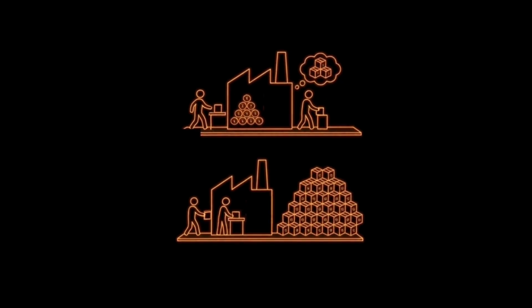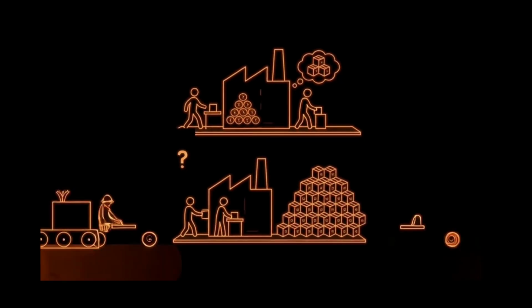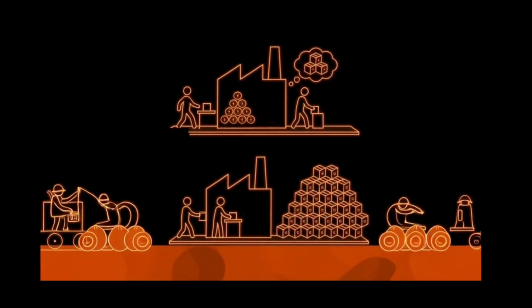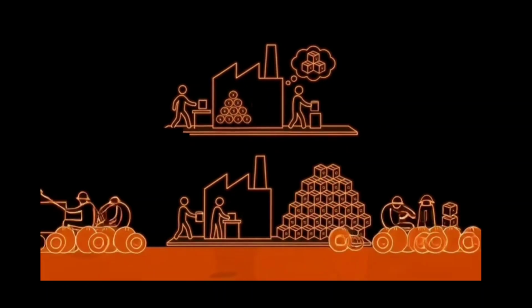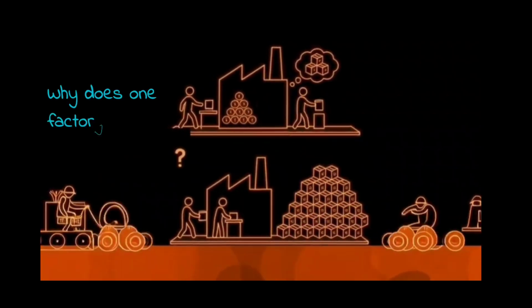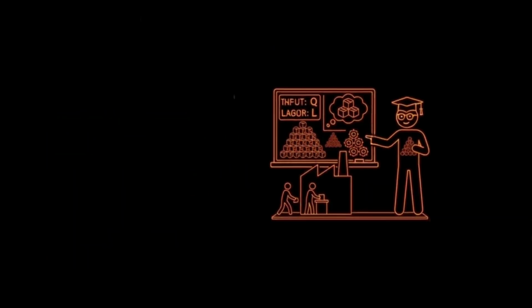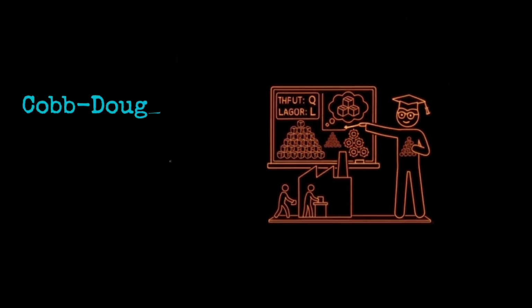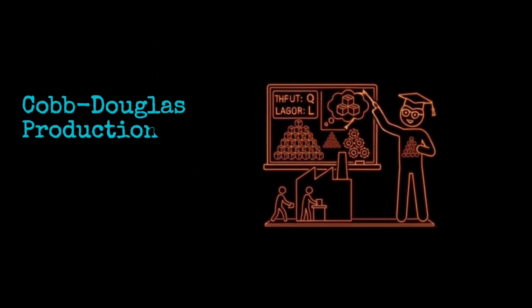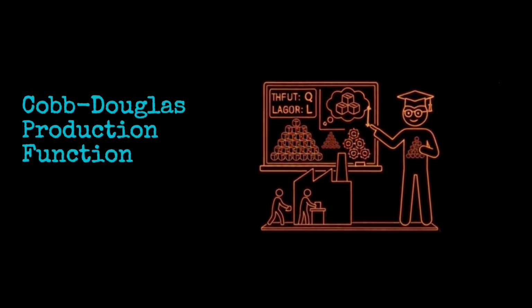Imagine two factories. They both have the same workers and the same machines, but one factory produces much more output than the other. Why does this happen? Economists explain this using a famous model called the Cobb-Douglas Production Function.